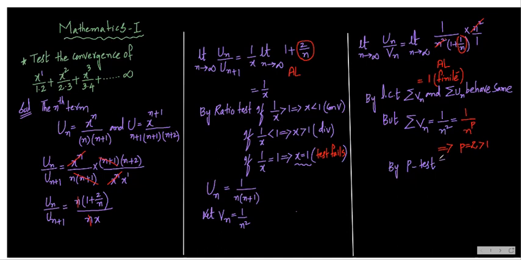By p test, next line में लिखिए summation vn convergent, summation vn convergent. इसका मतलब है it means that summation un also convergent by limit comparison. Summation un also convergent. So we did not stop here. We have to complete this problem, finish like that.